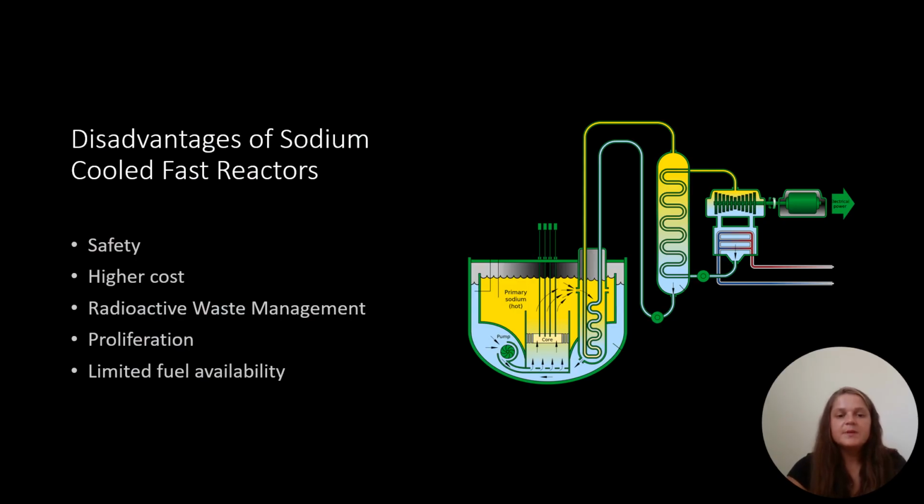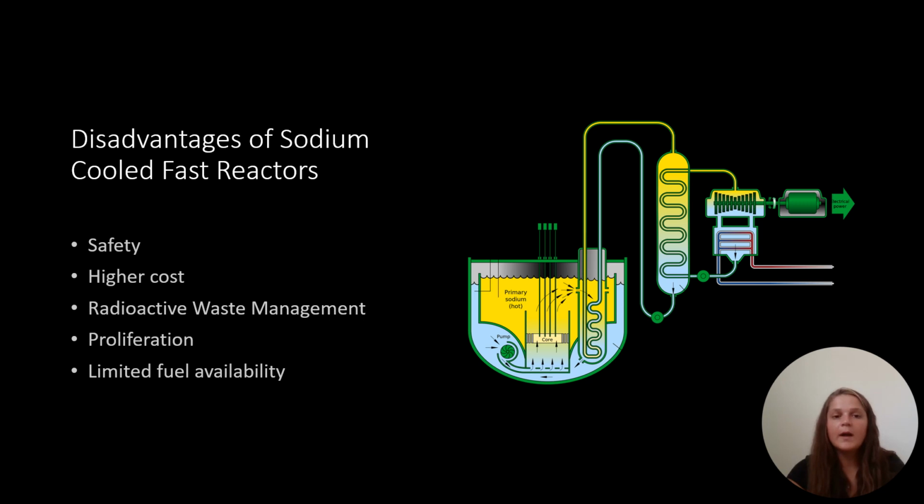So there are also some big disadvantages of sodium-cooled fast reactors, and the main concern with sodium-cooled fast reactors is safety. Although safety is a positive in that it doesn't need to be pressurized, it's also a negative in that sodium reacts extremely violently with water and air, and whenever it comes into contact with water, it produces hydrogen gas and heat, which can lead to the possibility of a fire or an explosion.